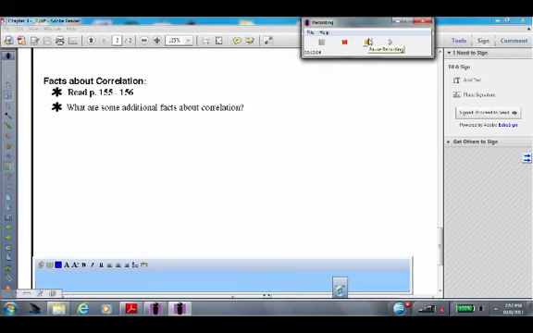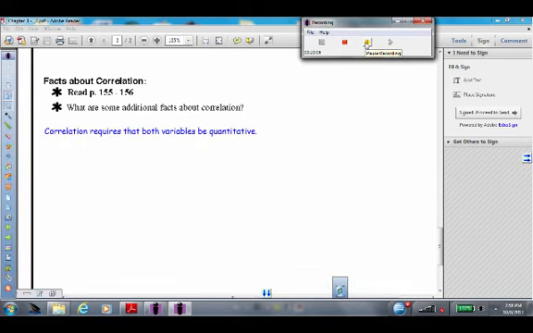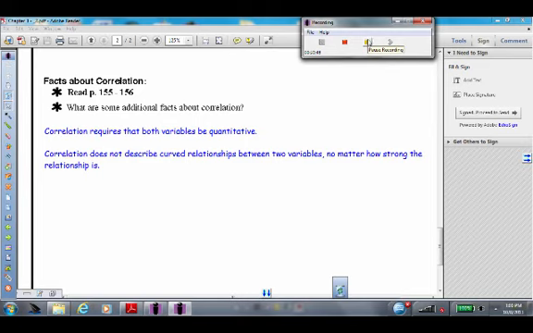Here are some cautions to keep in mind when you use a correlation. Correlation requires that both variables be quantitative so that it makes sense to do the arithmetic indicated by the formula for R. We cannot calculate a correlation between the incomes of a group of people and what city they live in, because the city is categorical. Correlation measures the strength of only the linear relationship between two variables. Correlation does not describe curved relationships between variables, no matter how strong the relationship is.